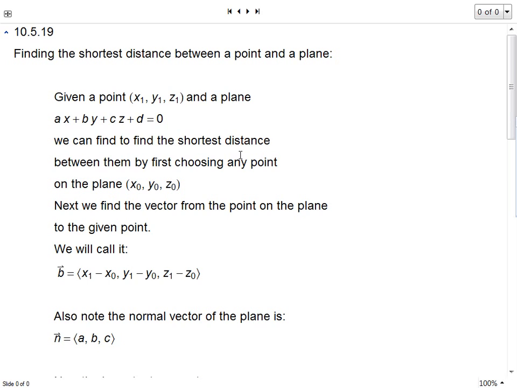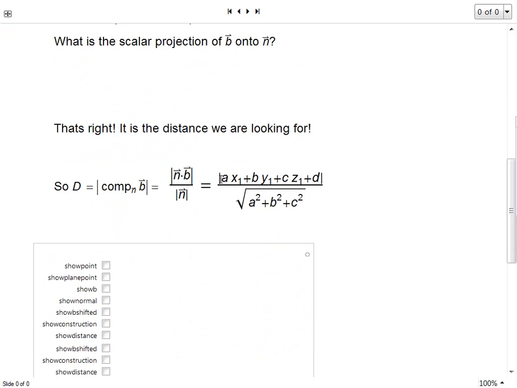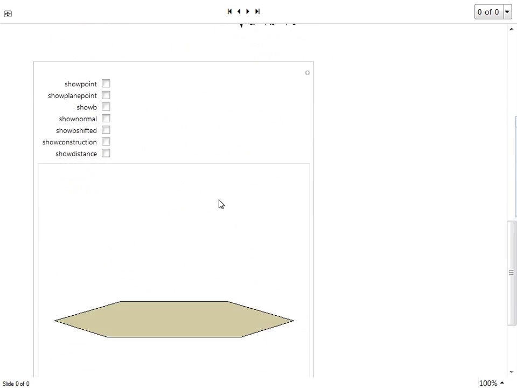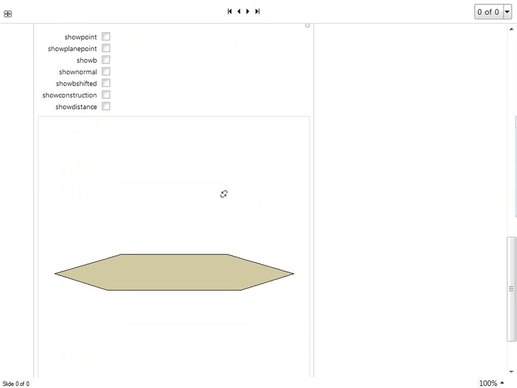So we want to know the distance from that given point to that plane. The first thing we're going to do is choose some arbitrary point. Okay, so here's our point. We're going to choose some arbitrary point on the plane, any point we want. Then we construct a vector from that point on the plane to the point we're trying to find, and then we create a vector from the two. So I can talk about this all day, but the visual part of it I think is what's going to make most sense. So let me see if I can get this visually here for us.